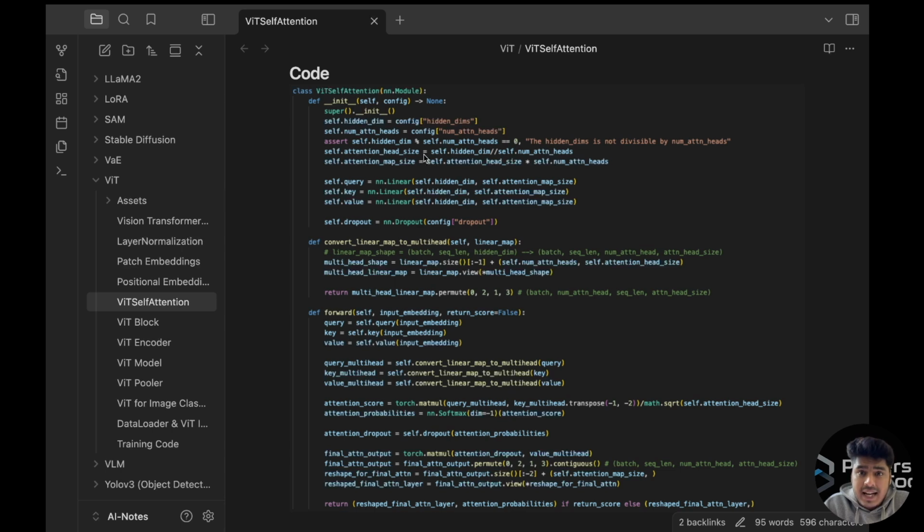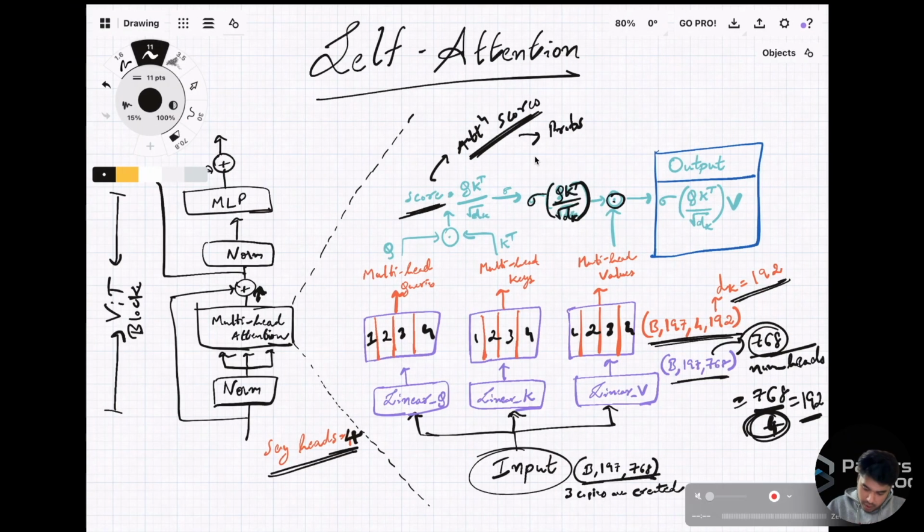So attention head size is hidden dimension integer division by number of attention heads. That is exactly what we did here, where we divide 768 by 4, and we finally get 192.